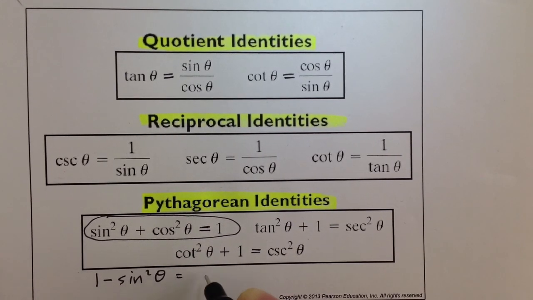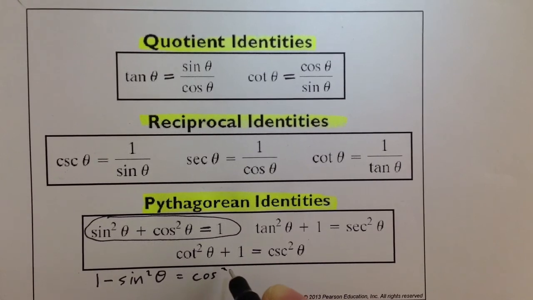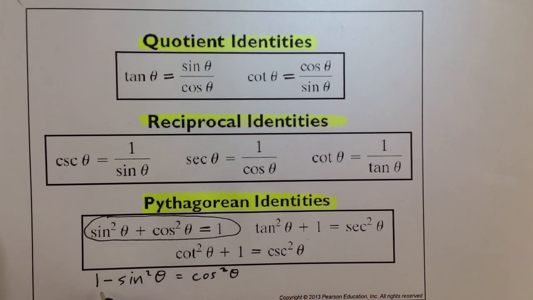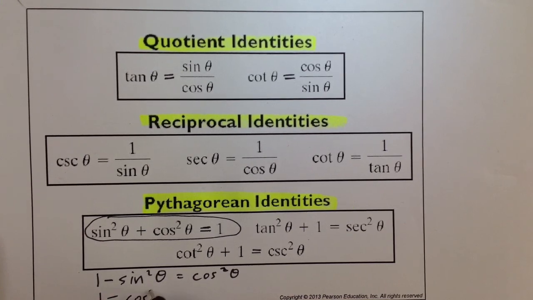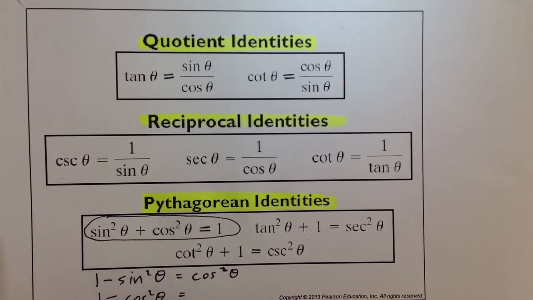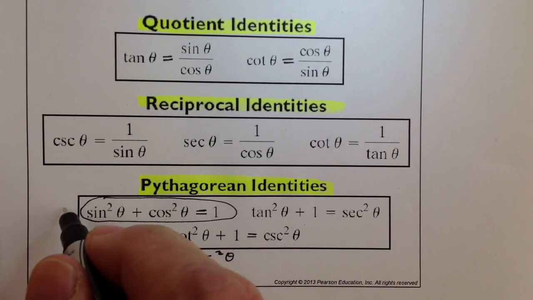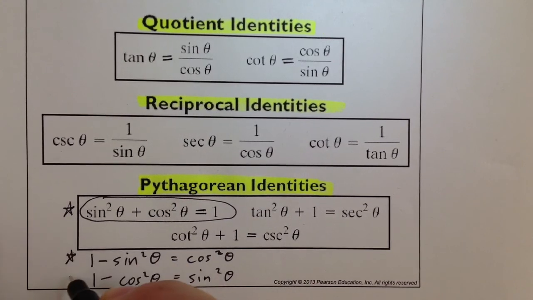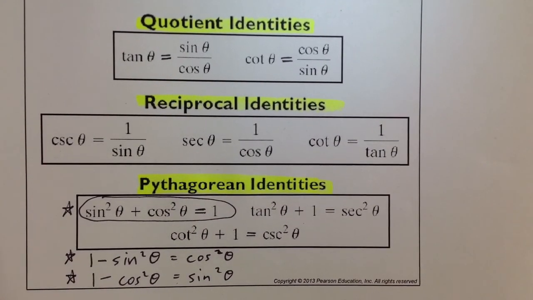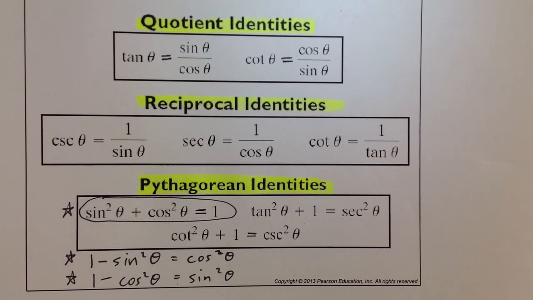and whenever you see that, you're allowed to replace that with cosine squared of theta. And likewise, when you subtract cosine squared of theta from both sides of that equation, then you get to replace that with sine squared. So these are the ones that are used the most often. Okay, so look at those, make sure you're ready for those, and let's go ahead and get going.